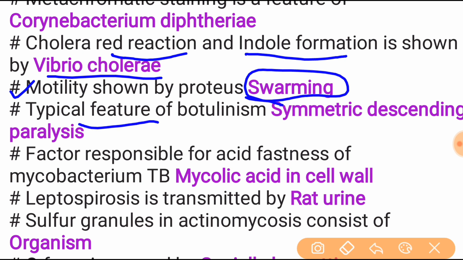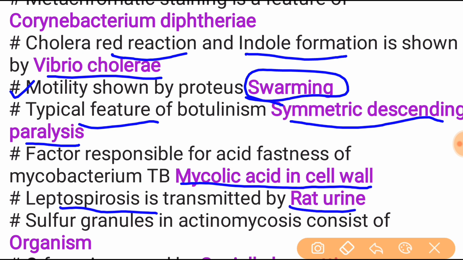Typical feature of botulism is symmetrical descending paralysis. Botulinum toxin will cause descending paralysis, and in Guillain-Barré syndrome, it is ascending paralysis. Factor responsible for acid fastness of Mycobacterium tuberculosis will be mycolic acid in the cell wall. Leptospirosis is transmitted by rat urine. Sulfur granules in actinomycosis consist of the organism.